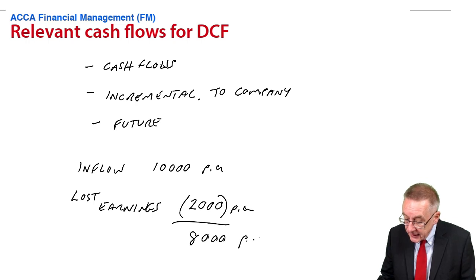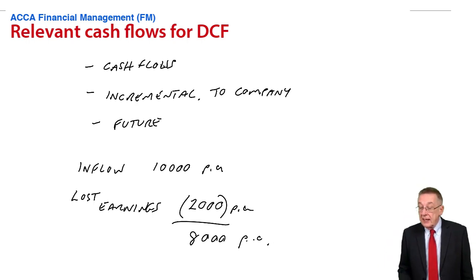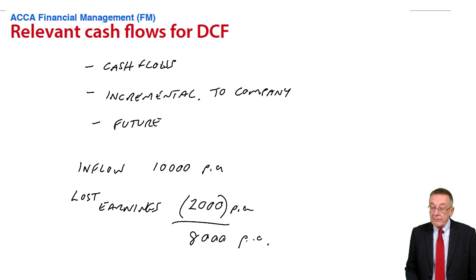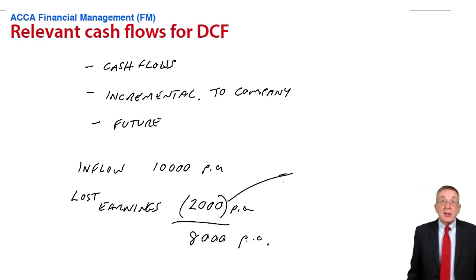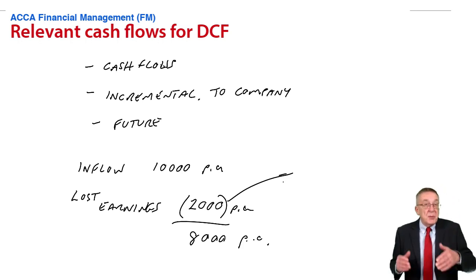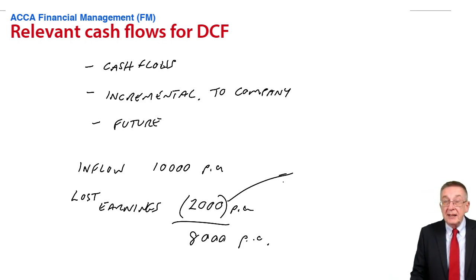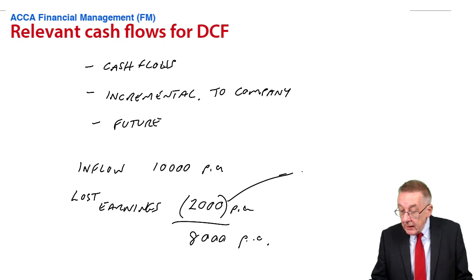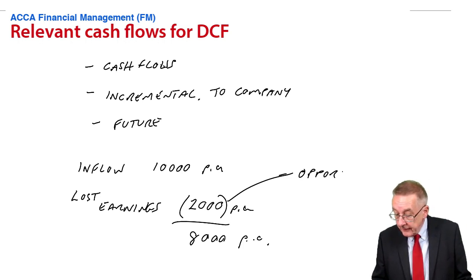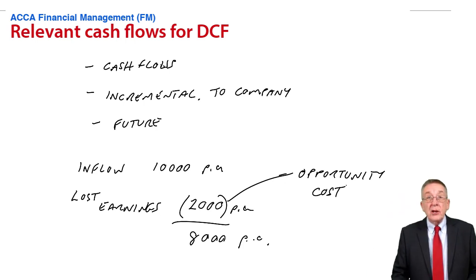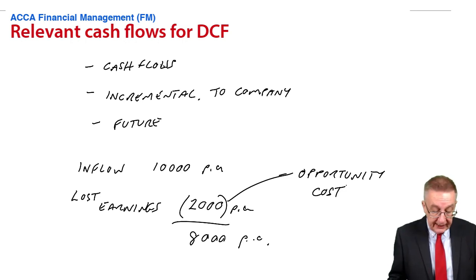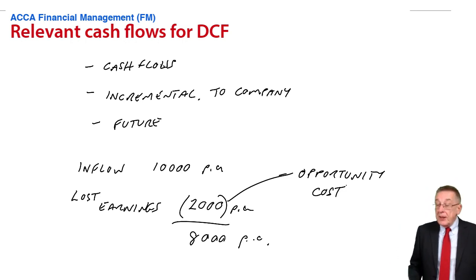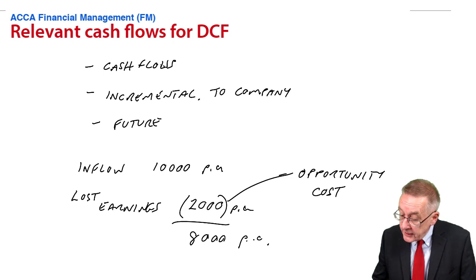The benefit is a net £10,000 a year, £8,000 a year. And that £2,000, as I say, it's not because we're spending £2,000, it's because we're losing £2,000 that we're already earning. It's an opportunity cost. An opportunity cost is where you're losing money that you're currently getting. Anyway, those are the principles. Let's look at an example.